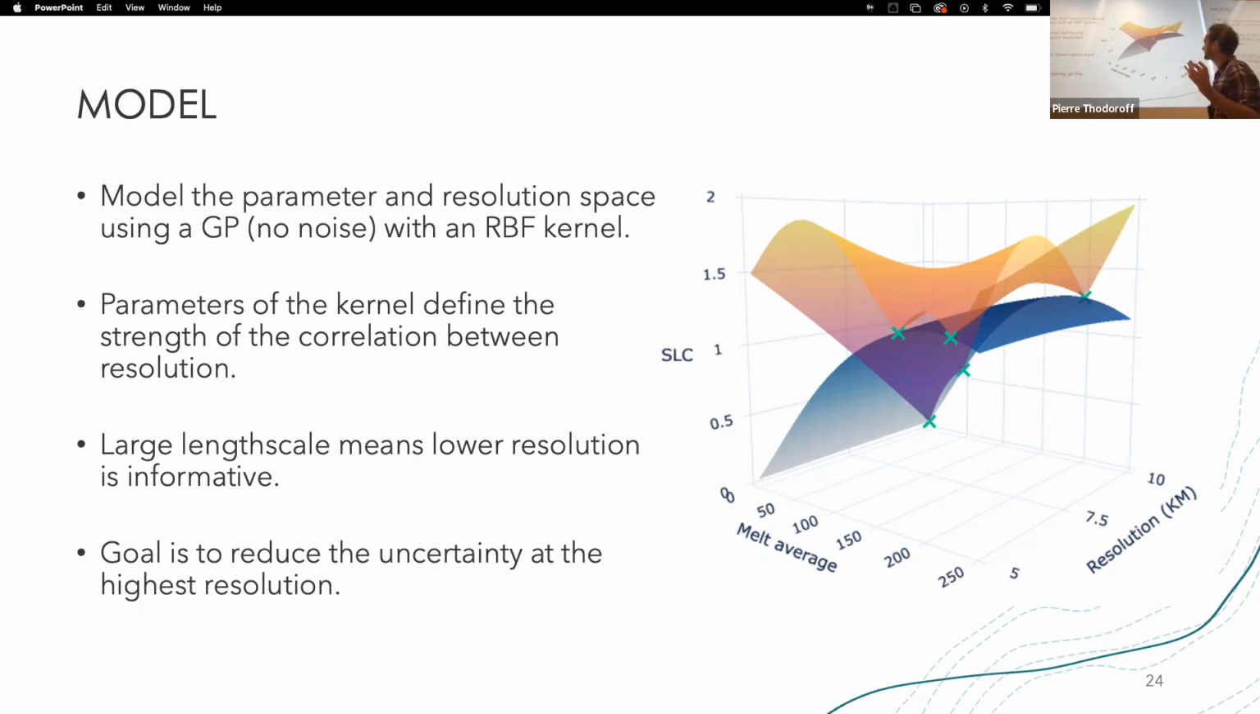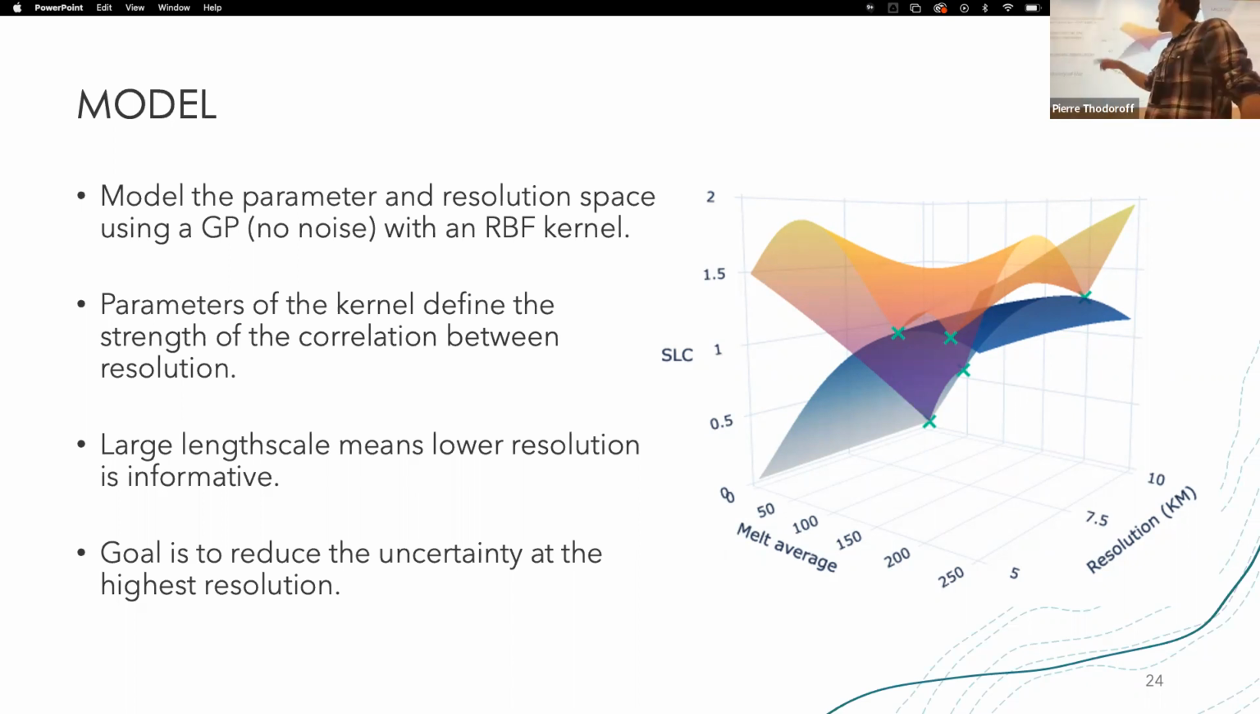You can fit a Gaussian process model to this data. The blue surface is the mean of the GP, and the orange yellow is the uncertainty of the GP. The whole point of the exercise is to learn the parameters of our kernel to describe the strength of the correlation between resolutions. The idea is, my data is very correlated between low and high resolution, which means I'm going to get a high length scale, for example. So the 10K points are going to leave very low uncertainty at the 5K resolution. Fitting your model is equivalent to learning the correlation between the different resolutions, which helps you make a decision about what's the right trade-off. Cool, everybody happy? Okay.